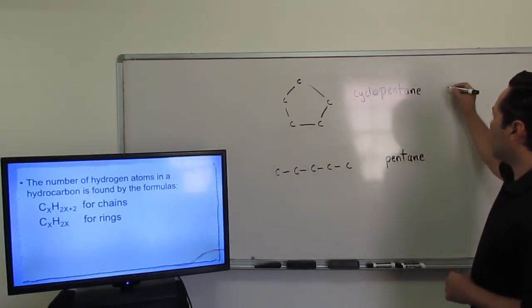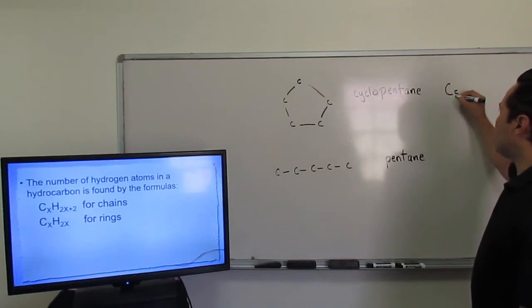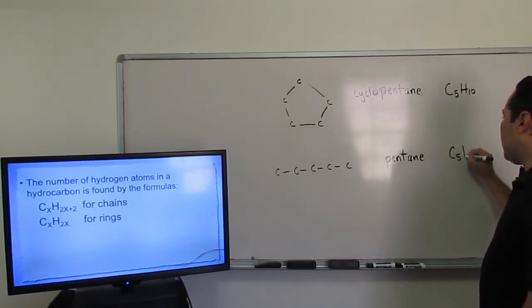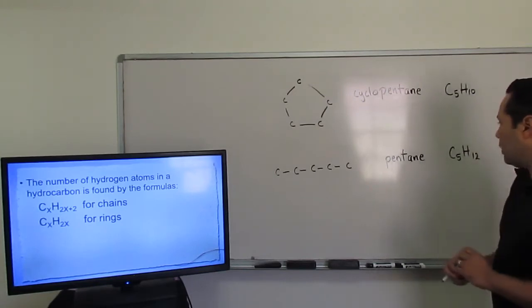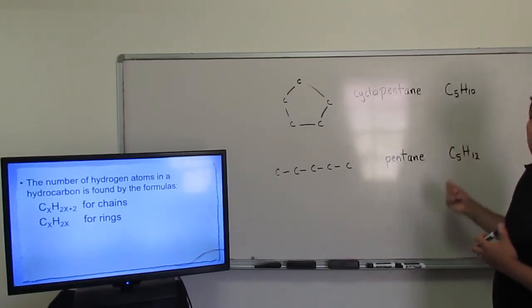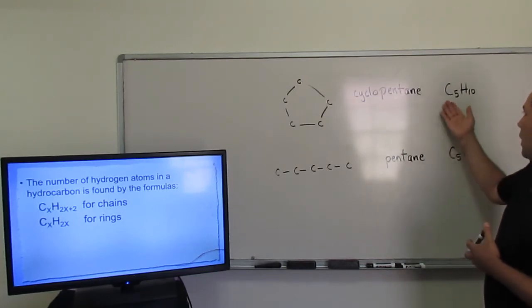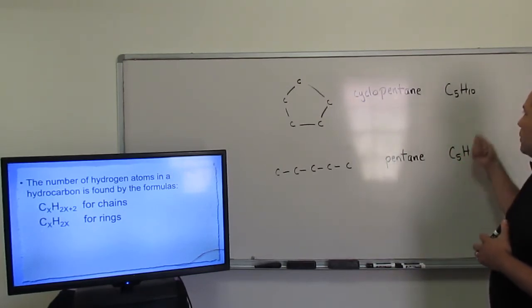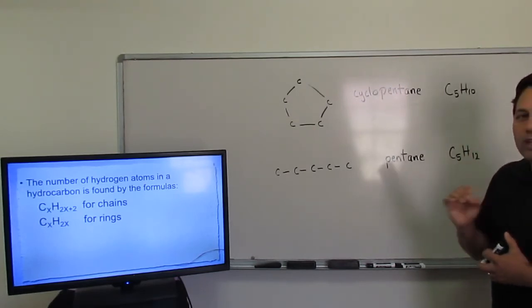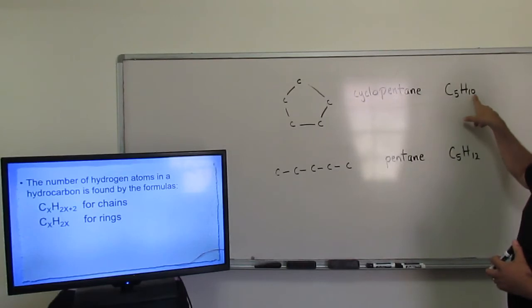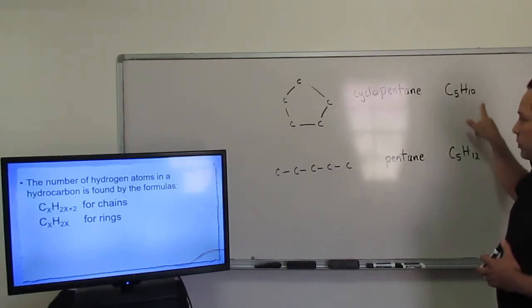Now, students ask, how do I figure out if it's a ring when they just give me a formula? For example, I write C5H10 versus C5H12. Then I ask you, what's the name of this one versus that one? Most students will tell you, well, I know it's 5 carbons, so it's pentane, but I don't know if it's a ring or not. To get the answer to whether it's a ring or a chain, you have to use hydrogens.